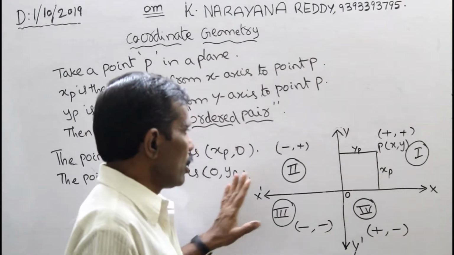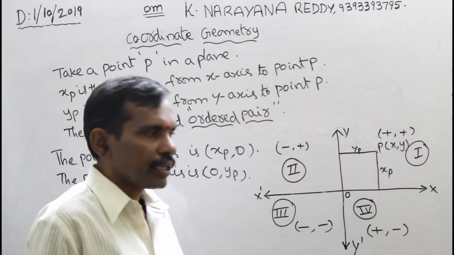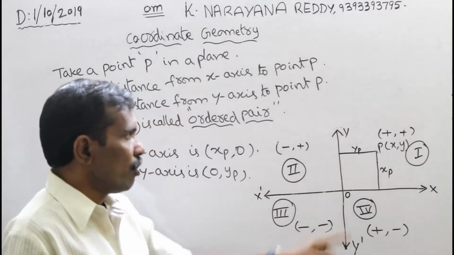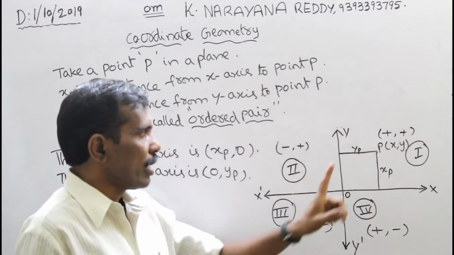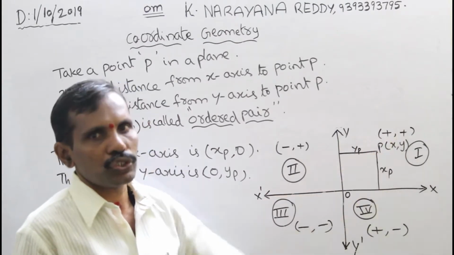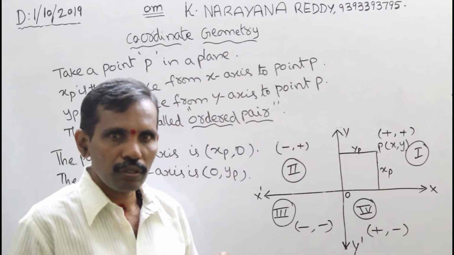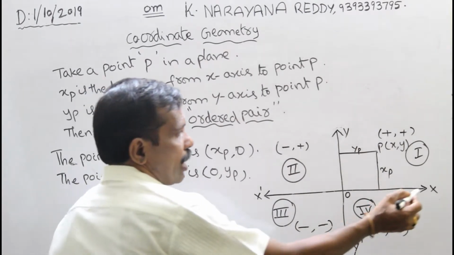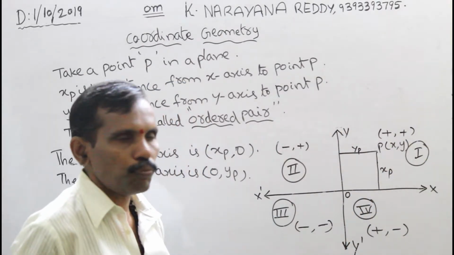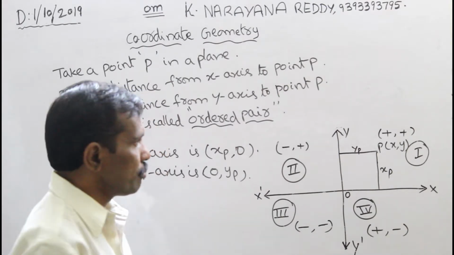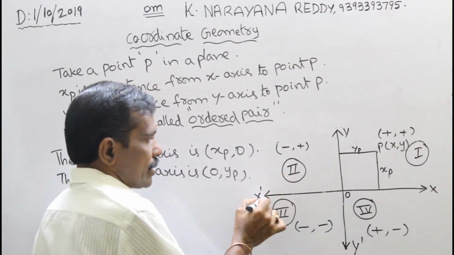See here, in this plane we will have four quadrants. In these four quadrants, the first quadrant contains positive and positive. That means the x coordinate is positive and the y coordinate is positive. Why are we taking only positive in the first quadrant, first foot? Here the x value is plus, the y value is plus. That is why we are taking plus plus. That's all. Simple.